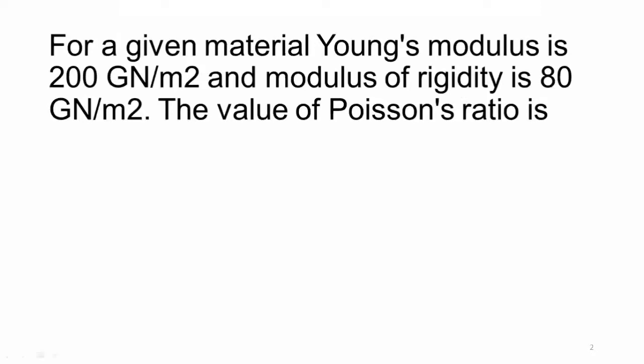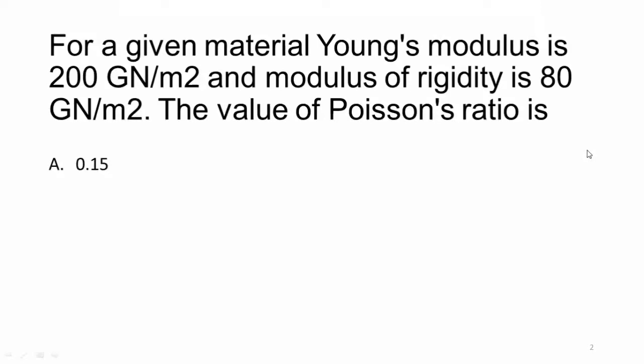This is our first question, which is in the form of a numerical statement. For a given material, Young's modulus is 200 giganewton per meter square and modulus of rigidity is 80 giganewton per meter square. The value of Poisson's ratio is. There are three terms in this. One is Young's modulus, which is capital E, then modulus of rigidity, which is capital G, and Poisson's ratio mu. So we must know what is the relationship between these three terms. Let us see what are the options and what is the answer.